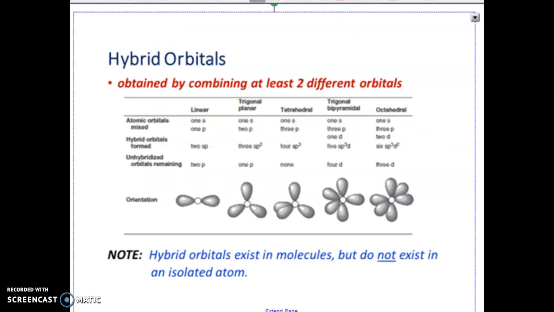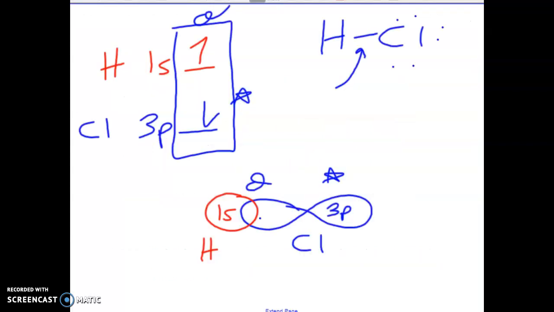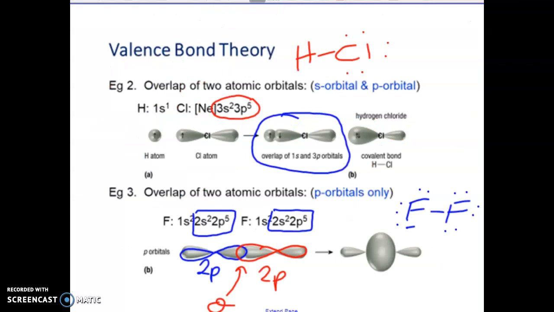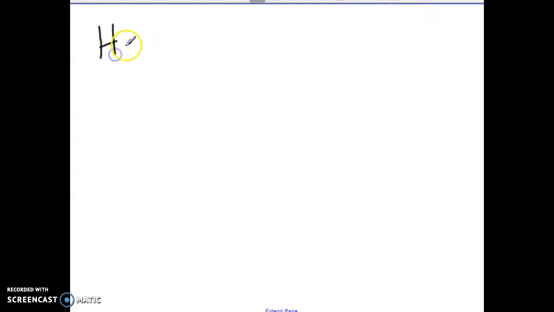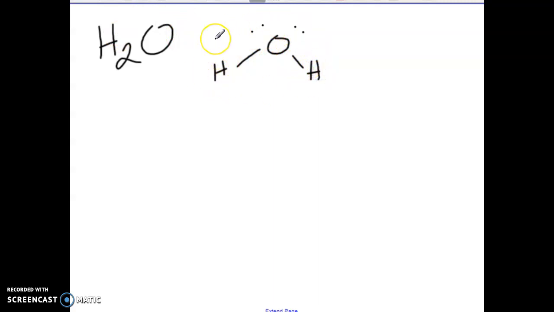Okay, so before we get into hybrid orbitals, I want to just discuss what happens if you have more than one bond. So far, right, we looked at hydrogen, we looked at HCl, and we looked at fluorines. I want to go through what happens when you have more than one bond, what that looks like. So let's do a molecule of water. My first recommendation when you're doing this is to draw the Lewis structure first. Right, so here is our Lewis structure of water.